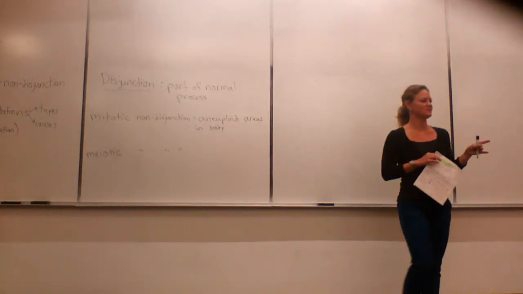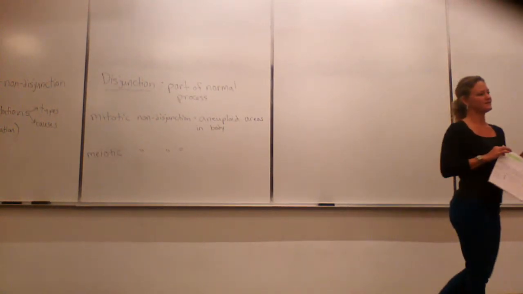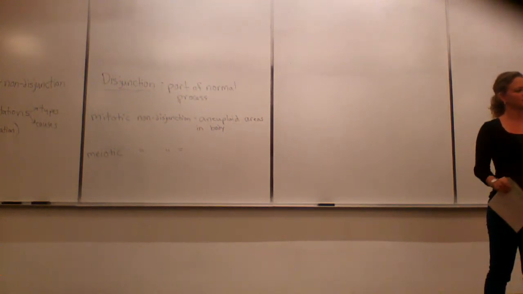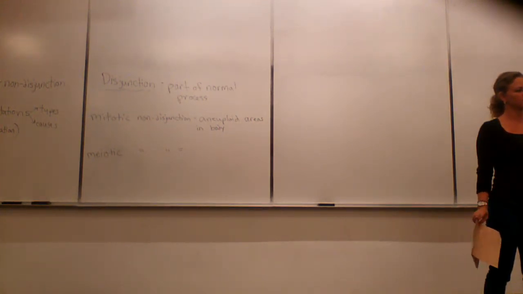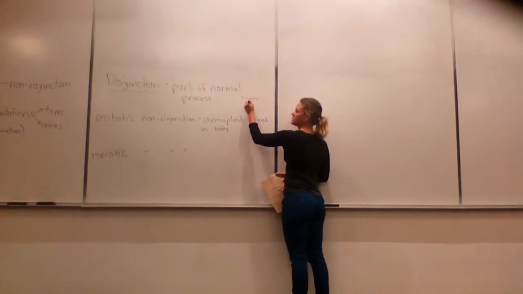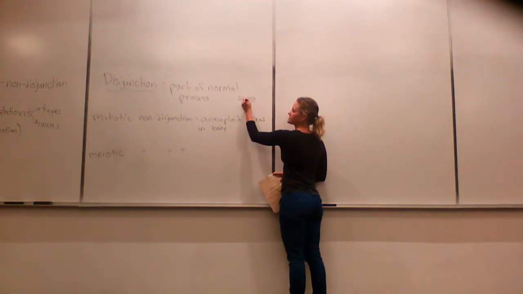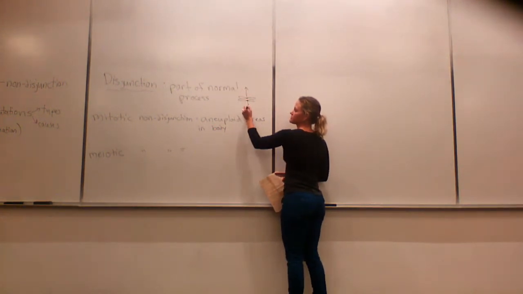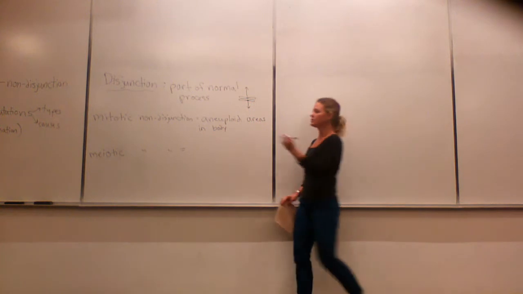Where might it be? Is that a question? I haven't heard disjunction, whenever those two sister chromosomes separate. So disjunction could be two homologous chromosomes or sister chromatids separating. Or you could have it in a whole tetrad.